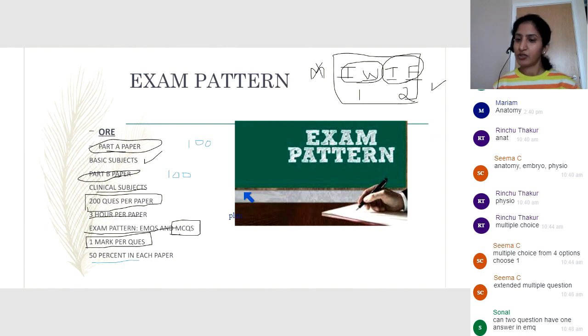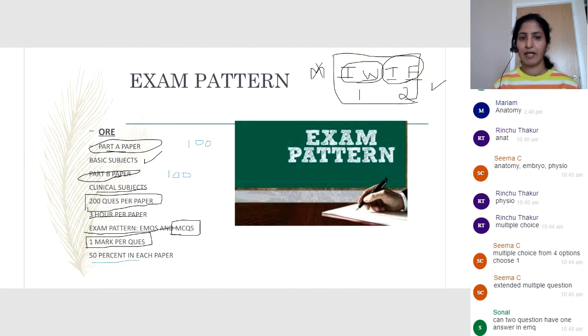Make sure that, yes, two questions can have one answer in EMQ. That's a very good question, Sonal. I'll get back to that once I finish this. I would say you have a good pass rate in ORE exams, part 1 exams, a very good pass rate. But you have to do a lot of hard work. You will have to study for at least 4 months vigorously, or study slowly for 8 or 9 months, depending on your priorities.